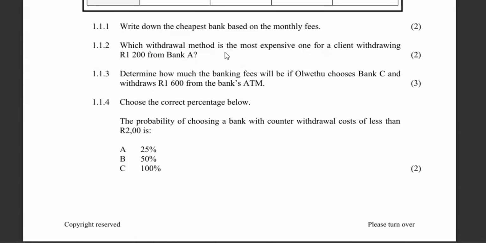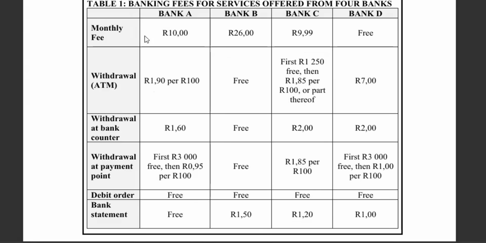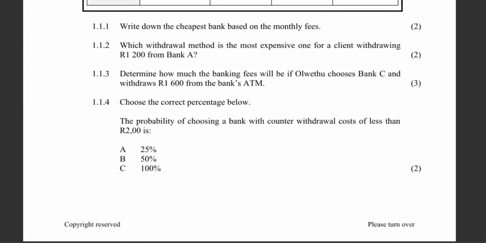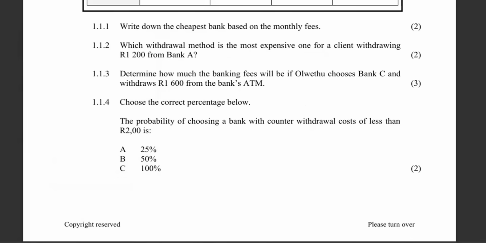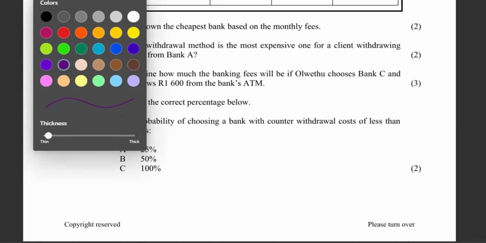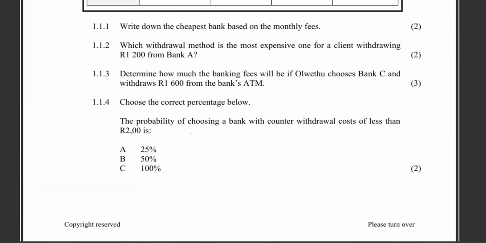Write down the cheapest bank based on the monthly fees. It means you check the monthly fees. Which one is the cheapest? It's Bank D. So you write it there. So you have it as Bank D.